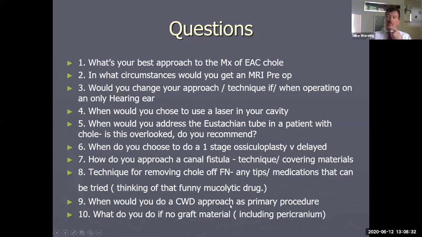When would you do a canal down as a primary procedure? Again, we've spoken about that. That would be when you look at it and you think, am I going to do a better job with the small cavity inside out, or should I do a combined approach? No graft material. We've again spoken about that. That's when you may go to the leg. Trouble with fascia lata is it's a bit thick, and that's when sometimes I suppose things like Biodesign may be worthwhile thinking about.